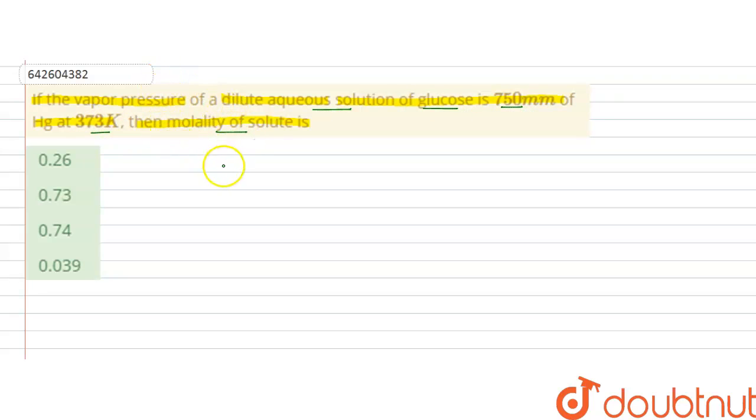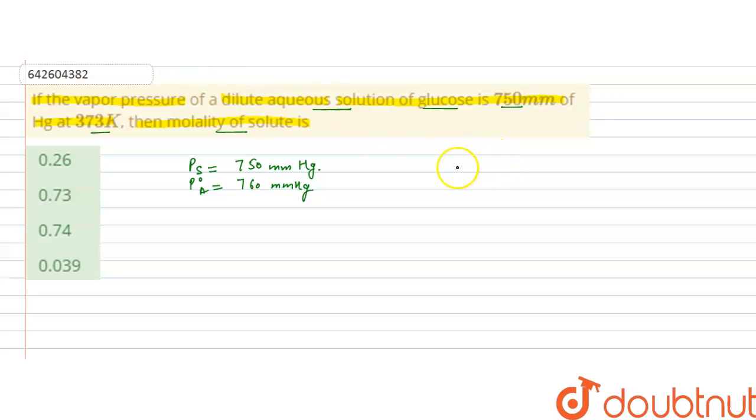So first of all, we have the vapor pressure of the aqueous solution, that is 750 millimeters of mercury, and it is given as an aqueous solution. So aqueous solution means the solvent will be water, and pure water has a pressure of 1 atmosphere, that is equal to 760 millimeters of mercury. Now we have to calculate the molality of the solute.